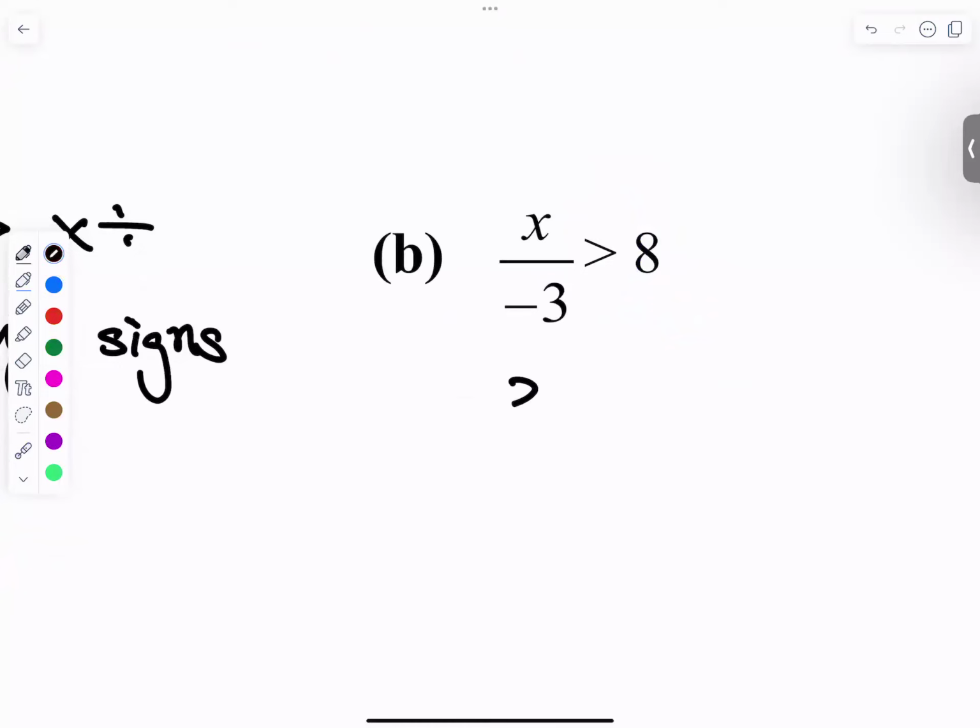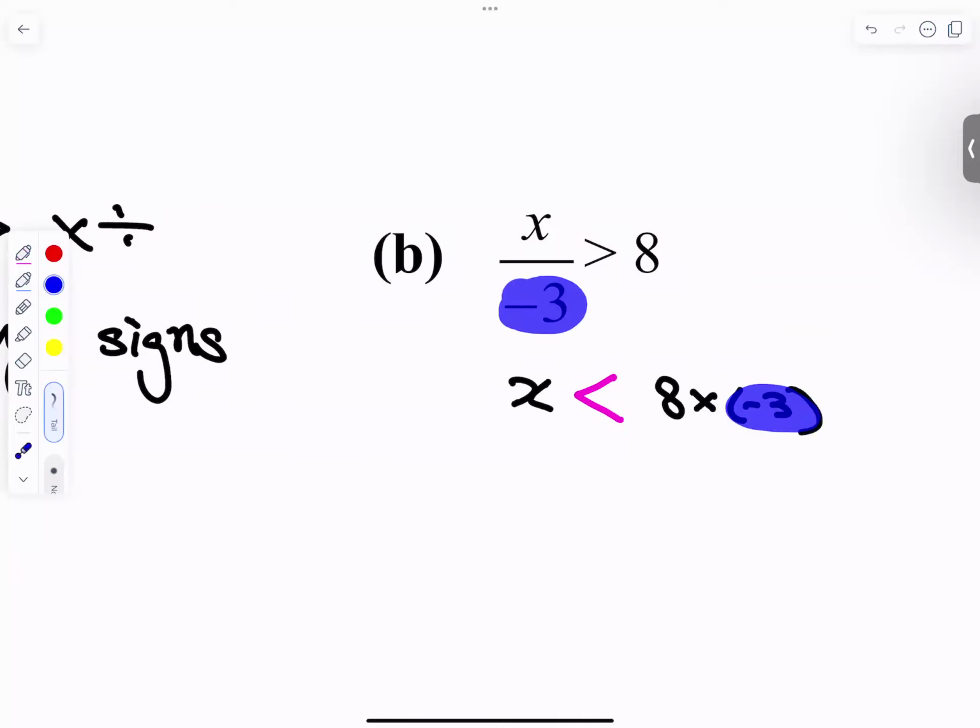So the division by 3 going to the other side becomes times. And then that symbol, at first it was greater than. So the opposite, less than. So you just change the sign there. Don't change the values. That doesn't change at all. So the answer will be -24.